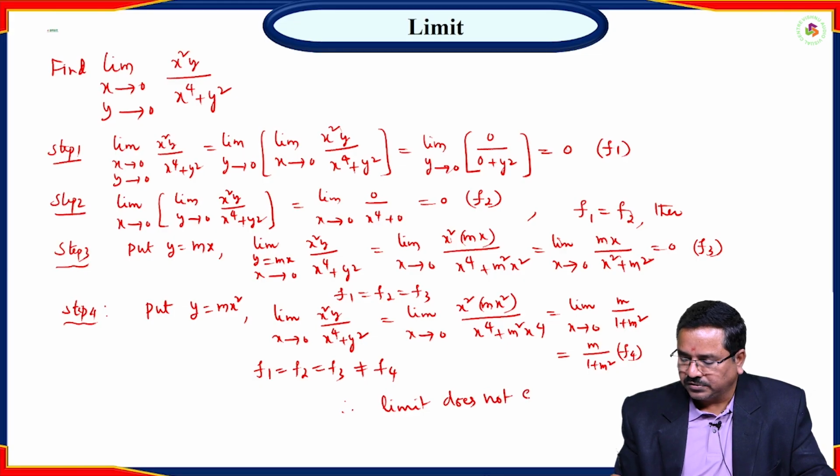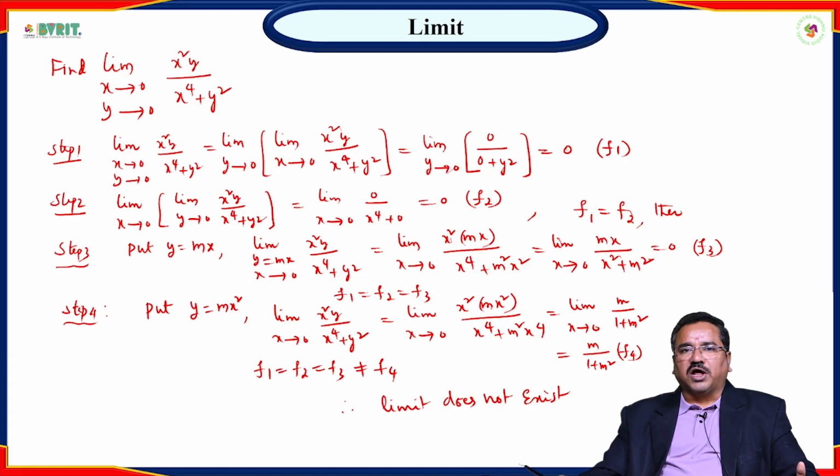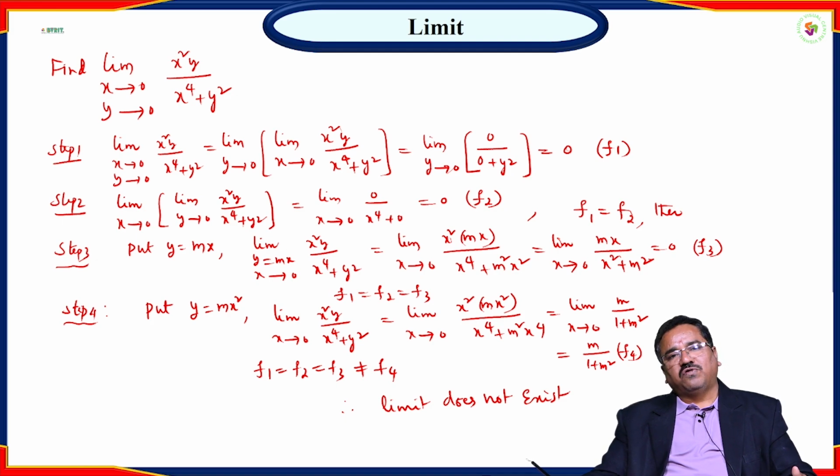So whenever the problem is to compute the limit about the origin, first step, put x to 0 then y to 0, then y to 0 then x to 0. If these two answers are not equal, we can straight away say the limit does not exist. Suppose step 1 and step 2 are the same, we go for step 3. How to compute step 3? Along the y is equal to mx path. Call this answer f3. If f1 is equal to f2 not equal to f3, we can straight away say the limit does not exist. If f1 is equal to f2 is equal to f3, we go finally to y is equal to mx square.